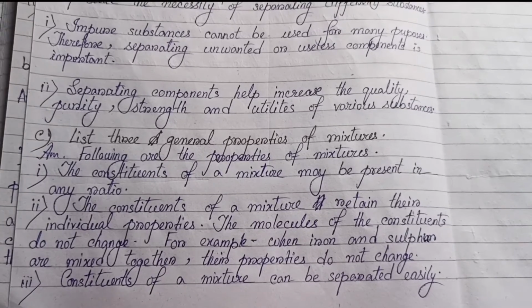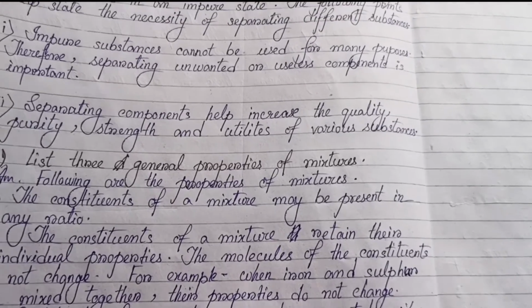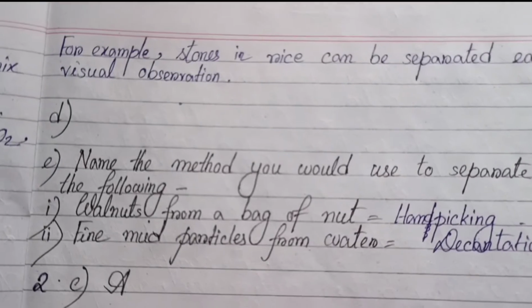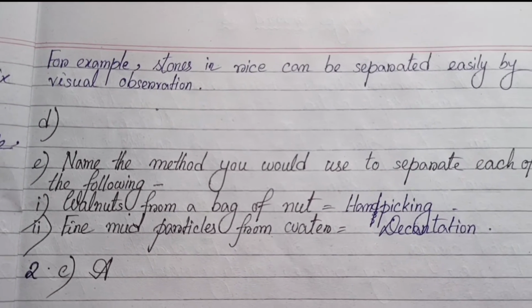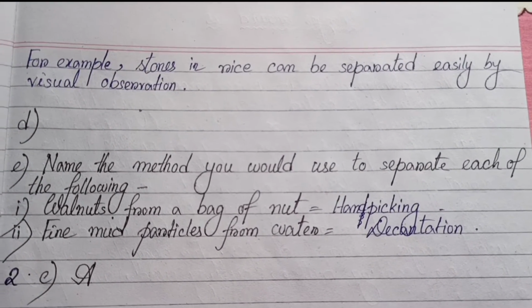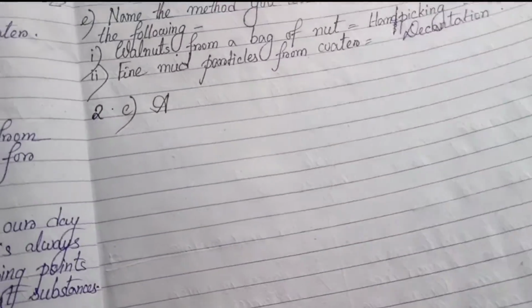Number 3, constituents of a mixture can be separated easily. For example, stones in rice can be separated easily by visual observation. Next, number D.